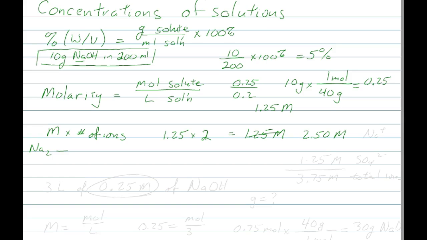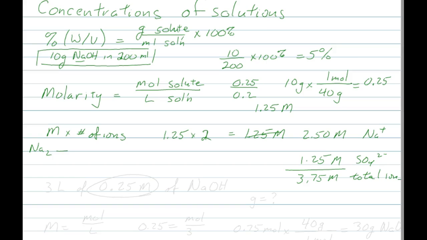And then if they want to know the total molarity, if some other solution is 1.25 for the positive ion, say Na+, and for the negative ion is SO4 2-, and there's 2 of one and 1 of the other, when you add them up, you get 3.75 molar total ions.